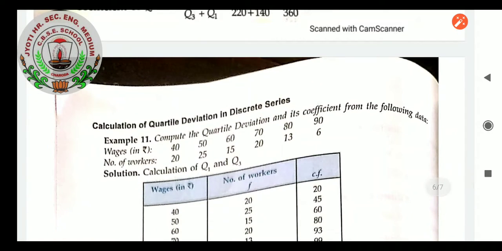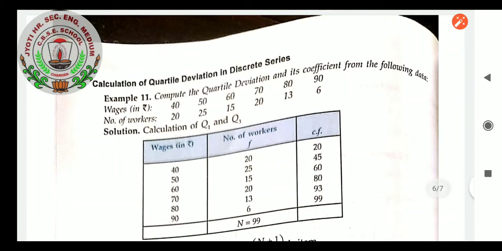Next, calculation of quartile deviation in a discrete series. Compute the quartile deviation and its coefficient from the following data. Wages in rupees is given, number of workers is given. The quartile deviation is the same; for the base, we have to calculate Q1 and Q3 from the wages. The number of workers, F, is given, and CF we will calculate.